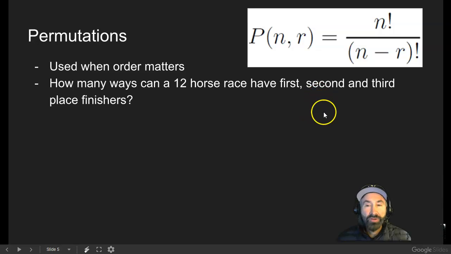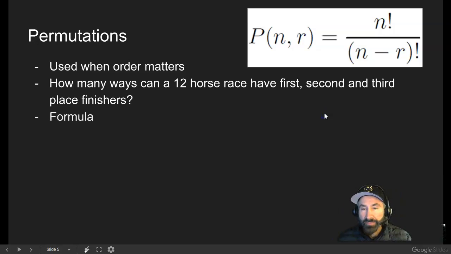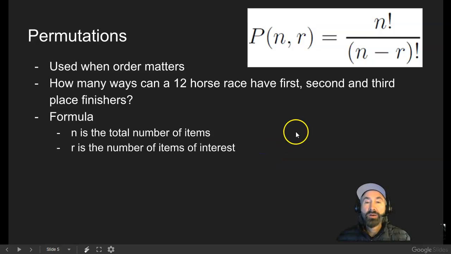So in order to figure out how many ways three horses can finish first, second, and third out of 12 horses, we'll use permutations. Now, let's explain the formula a little bit. N is the total number of items, and in this case, the total number of items is 12, and the items are horses. R is the number of items of interest, and we are interested in how many ways horses could finish in first, second, and third place. So that's 3. That would be R.